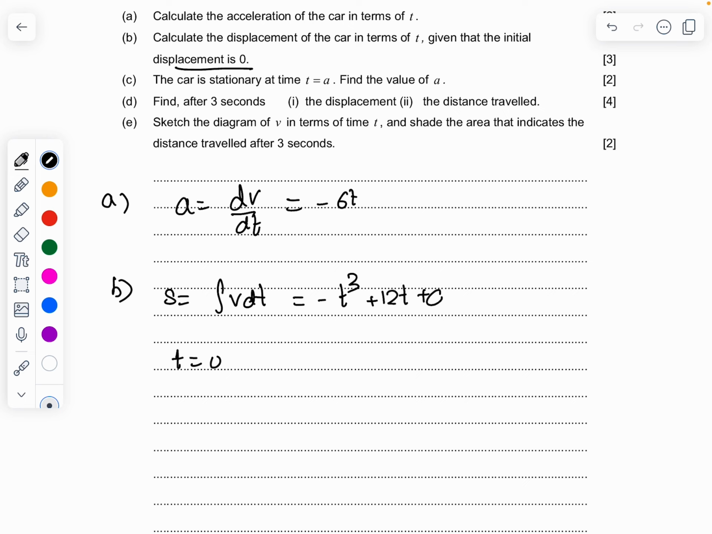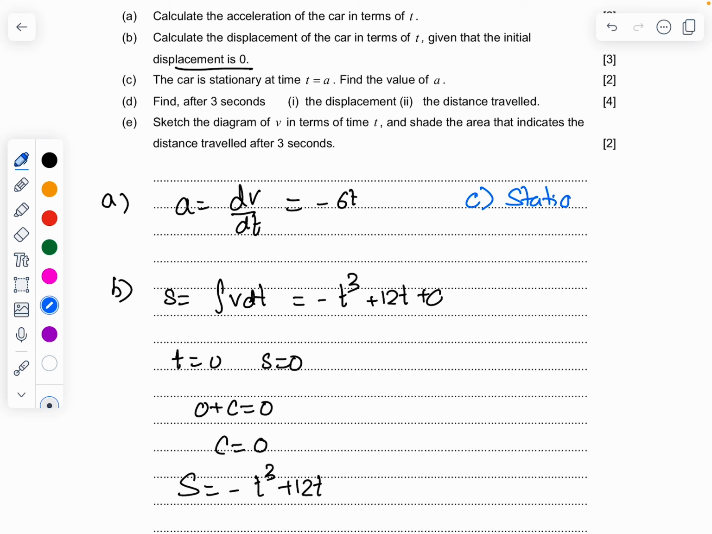But it has been given that t equals 0, s equals 0. So what does it become? 0 plus c equals 0, which implies c equals 0. So therefore s equals minus t cube plus 12t. The car is stationary at t equals a. Find the value of a.